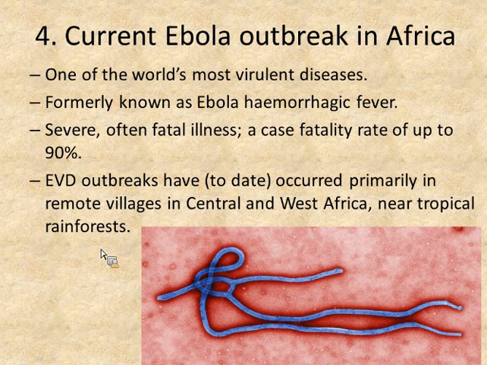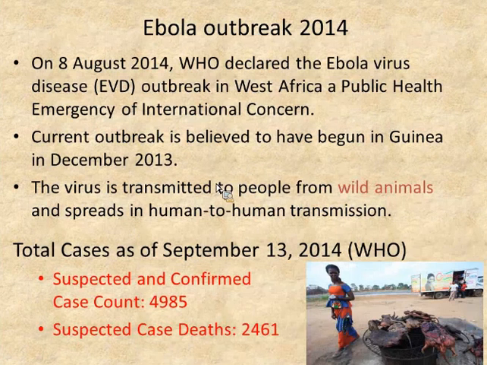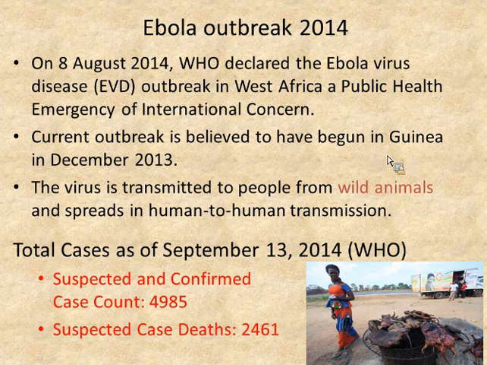Up until now, the outbreaks occurred primarily in remote villages in Central and West Africa. But then as soon as it spread into larger cities, it spread very rapidly. It was believed to have begun in Guinea, where people were more in contact with wild animals, which of course is where a lot of these new outbreaks, even HIV, started. And then it spreads human to human. I think as of a few days ago, there were almost 5,000 cases and a death rate of almost 50% in those.